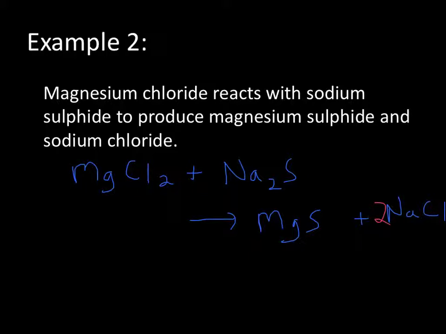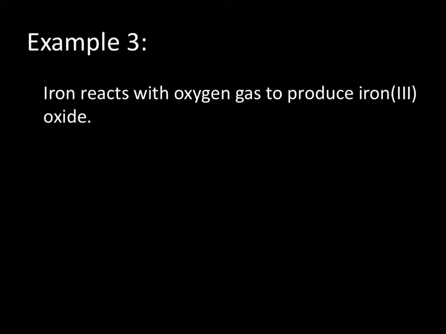Let's look at one final example here. In this example I have iron reacting with oxygen gas to produce iron 3 oxide. So I'm going to write down my equation. I have iron, which is Fe, and oxygen gas is diatomic, so I have Fe plus O2 produces iron 3 oxide. Iron 3 oxide is Fe2O3. So this looks like it might present a bit of a challenge. And again, forgive my messy writing here.